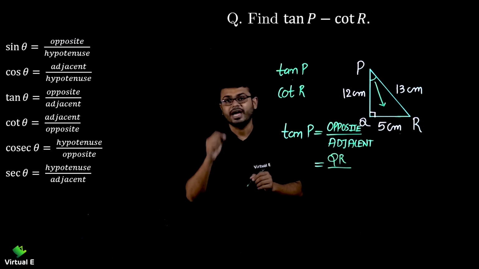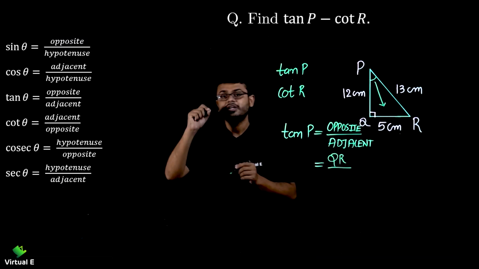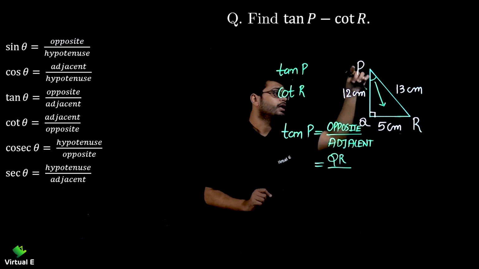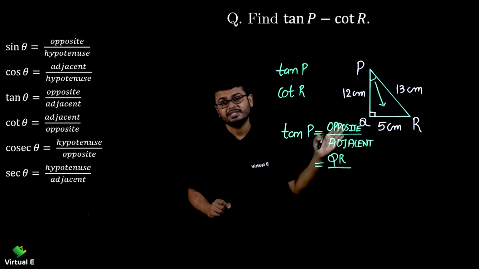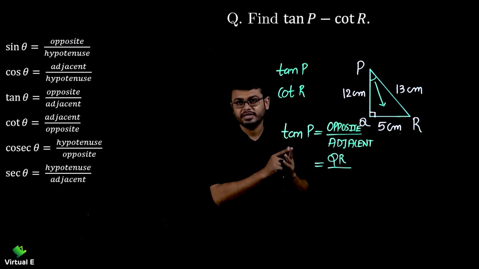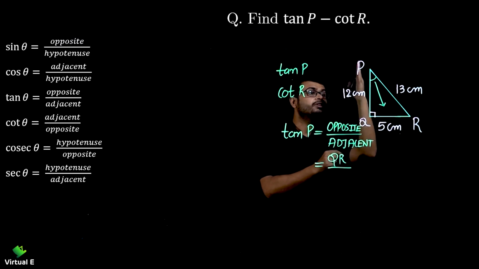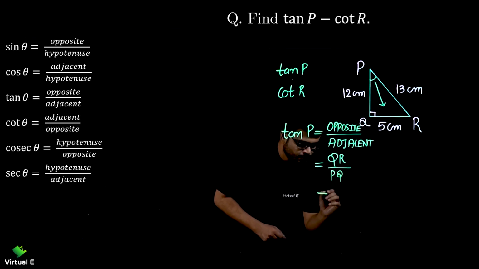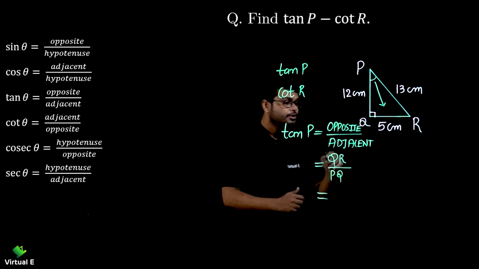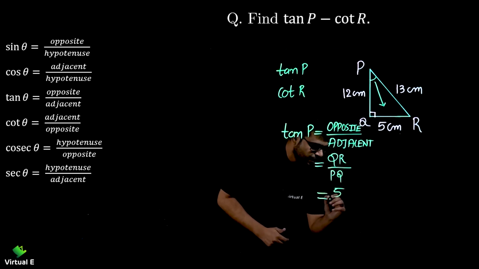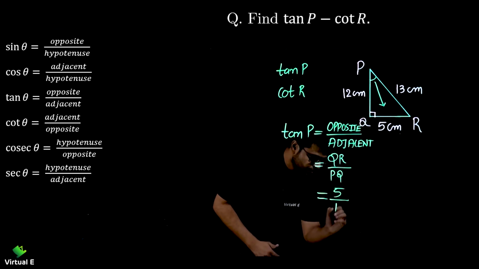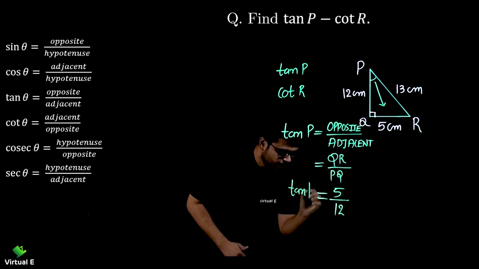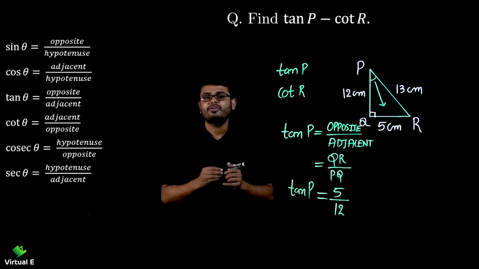And my adjacent. Adjacent means what? Which is touching the angle. Which side is touching the angle? There are two. One is PR, but that is hypotenuse. I told you we are not counting hypotenuse there. So what's left? Which is PQ, 12 centimeters. So let's substitute the value. QR is 5, and PQ is 12. So what is the value of tan P? Tan P is 5 over 12.